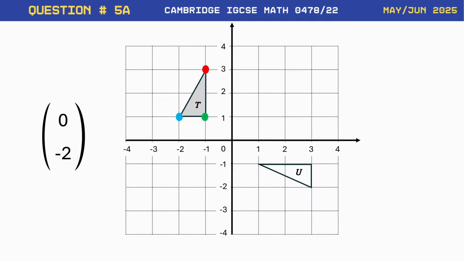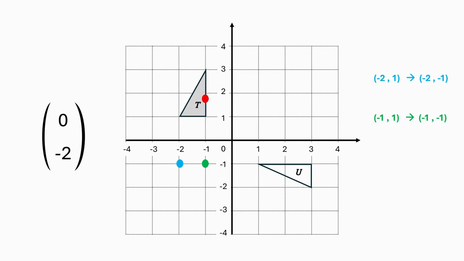Let's represent points with red, green and blue colours. The blue point will move from coordinates (-2, 1) to (-2, -1). The green point will move from coordinates (-1, 1) to (-1, -1). The red point will move from coordinates (-1, 3) to (-1, 1).